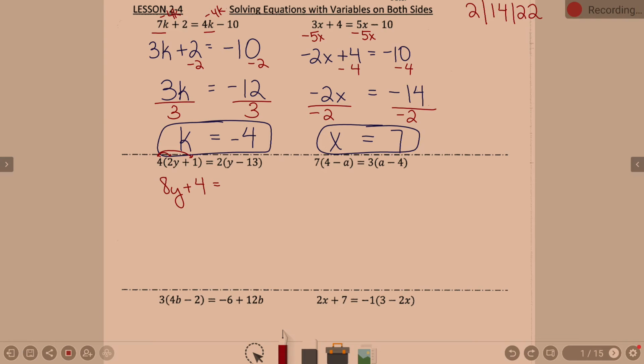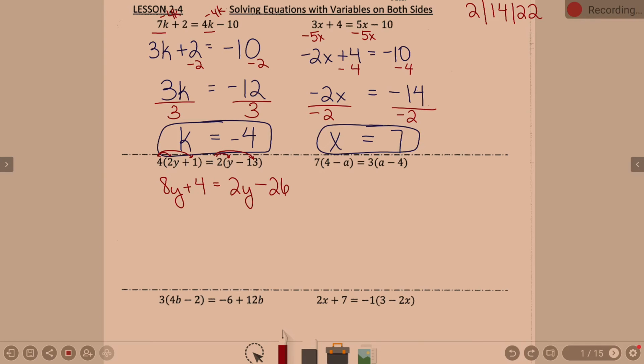On the right, it'd be 2 times y, which is 2y. And then carry down the minus sign. Unless you have a reason to change it, I just carry it down. And then 2 times 13 gives you 26. But you're not done. Nowhere near done.